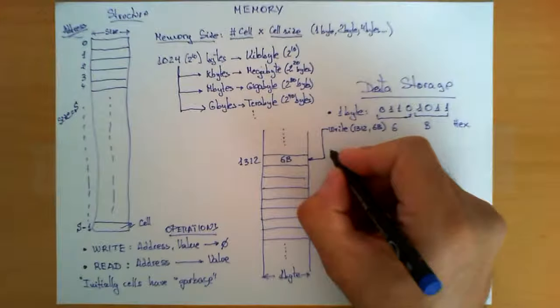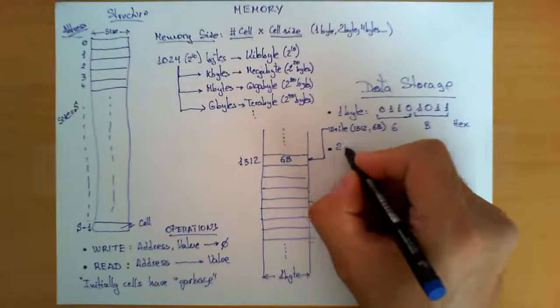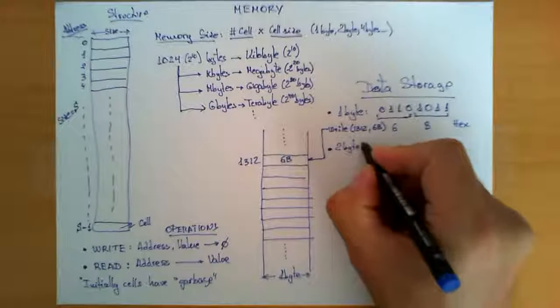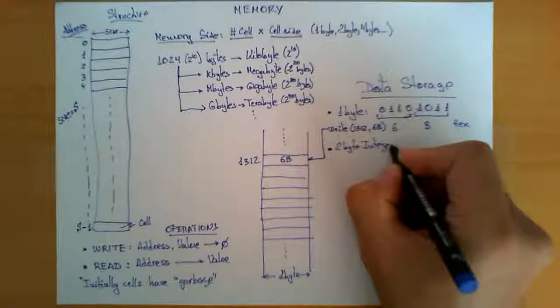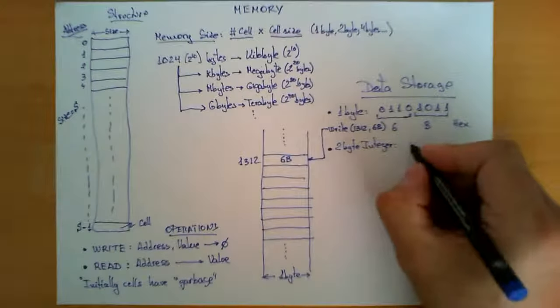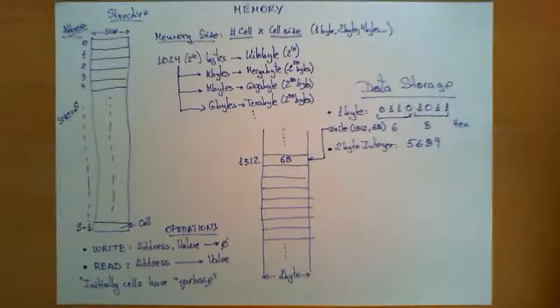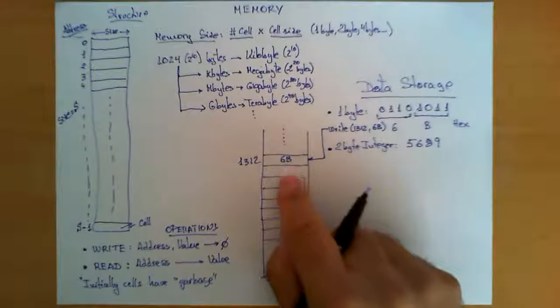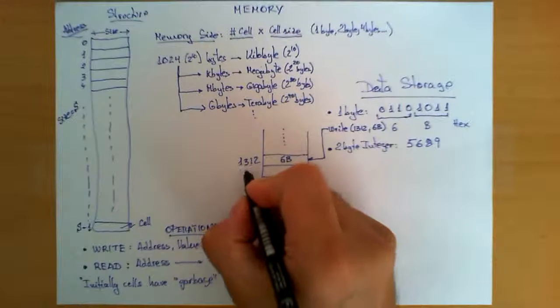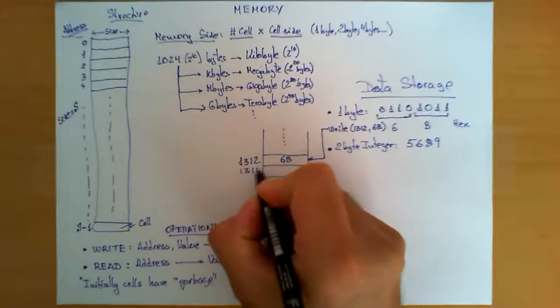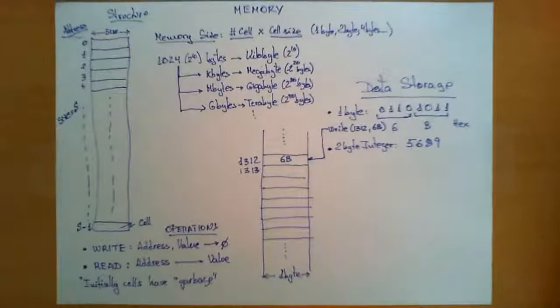Things get a little bit more complicated. What if I want to store a 2-byte integer in memory? Let's assume, for example, it is the number 5689. How do I store this integer into memory? And let's assume that I want to store that integer in position 1313. How do I do that? Well, I basically apply the same trick here, but with a little bit of a twist.